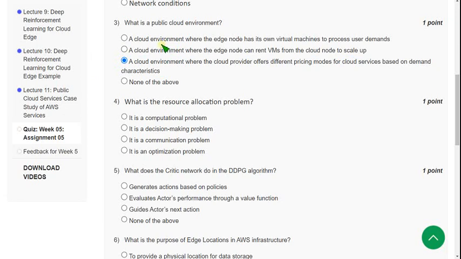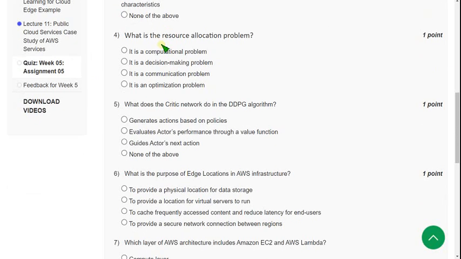So now let's move on to the fourth question. What is the resource allocation problem? For the fourth question, the answer could be the second option, because in the lectures it is mentioned that it is related to decision making. So I am giving the answer as the second option, decision making problem. Because resource allocation involves deciding which resource should be allocated, so it involves a decision, right? So decision making problem, I think.